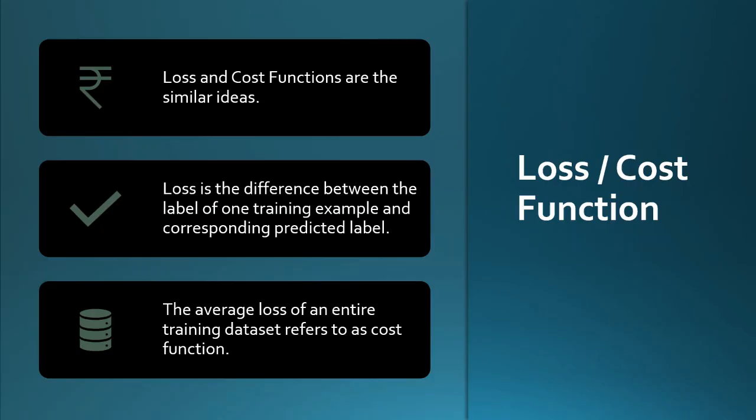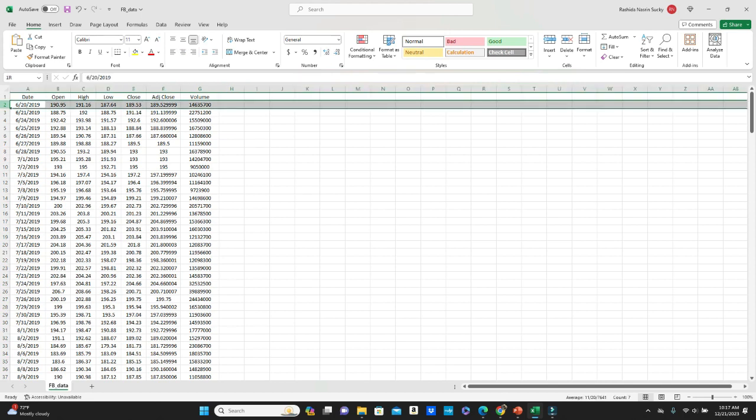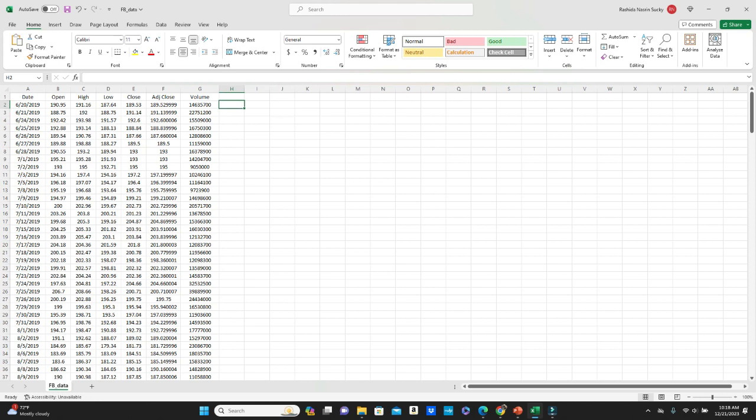Loss and cost functions are similar ideas, but loss is the difference between the label of one training example and the corresponding predicted label. The average loss of an entire training dataset is referred to as the cost function. Let's look at an example. Say this is the dataset. Let's say in this dataset, this column is the label or the target variable. And we will take one training example, let's say the first row of the data only. Let's assume our model predicted 18900,567 for our first row. So this is the output coming from the model.